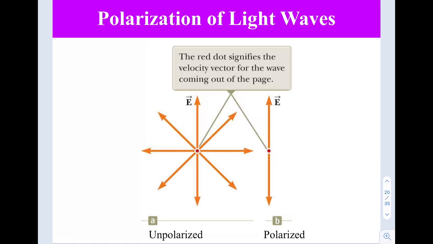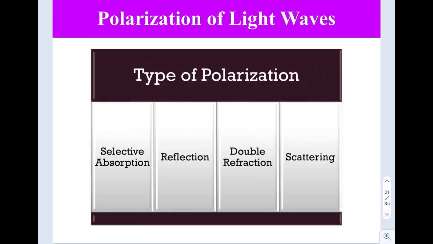A linearly polarized beam can be obtained from an unpolarized beam by removing all waves from the beam except those whose electric field vectors oscillate in a single plane. We now discuss 4 processes for producing polarized light from unpolarized light.